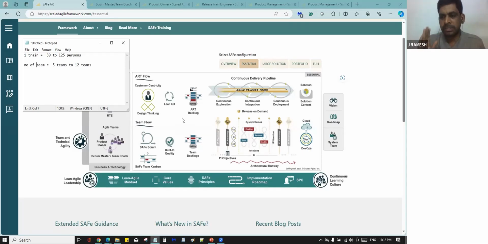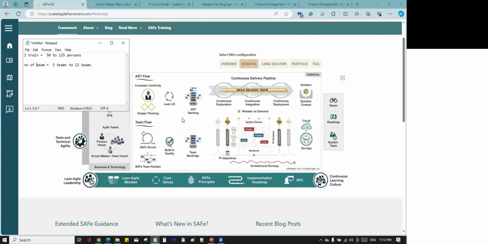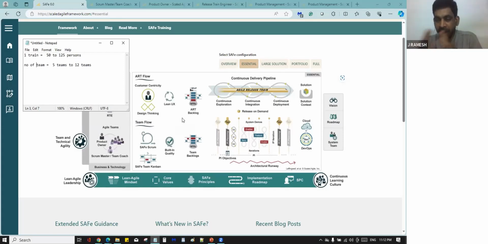You are not a boss. You just need to connect the dots. Don't act as a manager. Act as a connector. I always say connecting the dots. Yes, all are raising their hands.